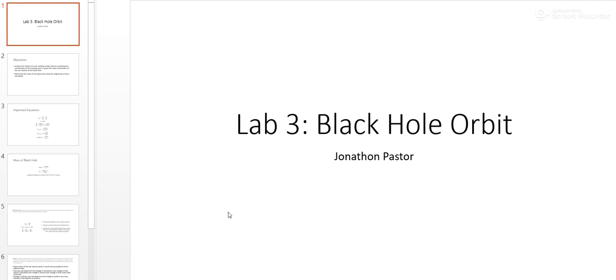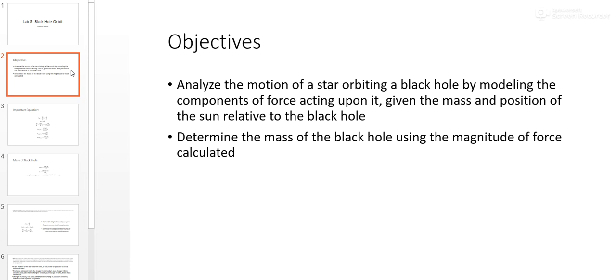This is Lab 3 Black Hole Orbit. The objectives of this lab were to analyze the motion of a star orbiting a black hole by modeling the components of the force acting upon it, given the mass and position of the Sun relative to the black hole. Then, the mass of the black hole would be determined using the magnitude of the force calculated.